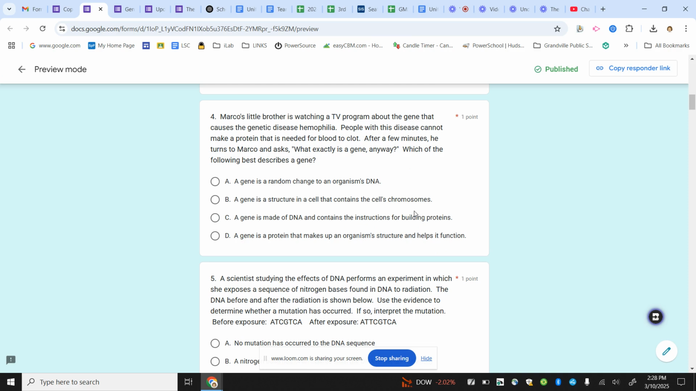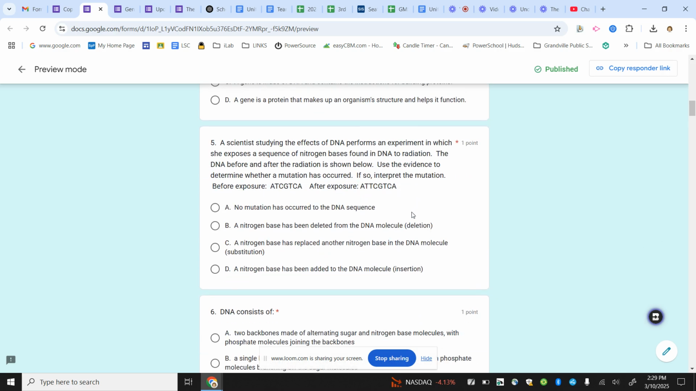A, a gene is a random change to an organism's DNA. B, a gene is a structure in a cell that contains the cell's chromosome. C, a gene is made up of DNA and contains the instructions for building proteins. D, a gene is a protein that makes up an organism's structure and helps it function.